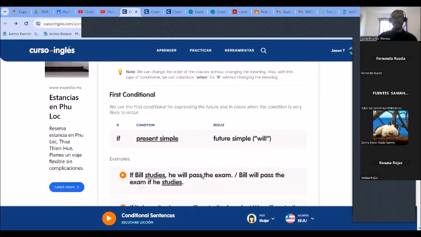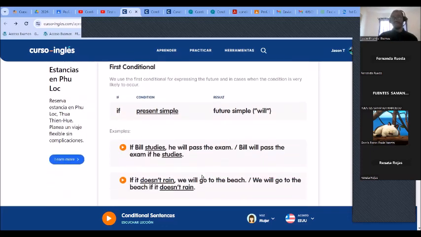All right, so let's start with you, Fernanda. When do we use the first conditional? First conditional. We use the first conditional for expressing the future and in cases when the condition is very likely to occur.